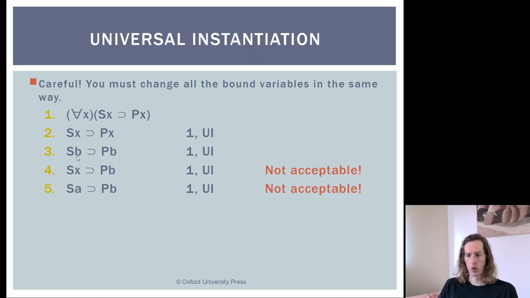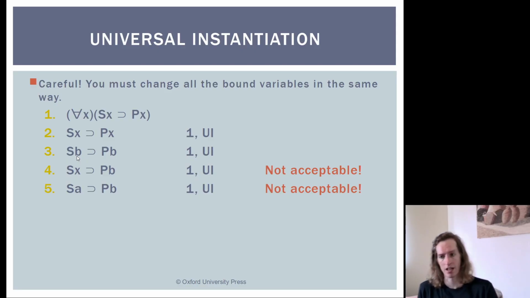So we can either instantiate using a variable, like in line 2, or we can instantiate using a constant in line 3. Now, which one of these we do is important because if we instantiated with a variable, we can use universal generalization to get back to for all x's if Sx then Px from line 2, but we could not do that from line 3.